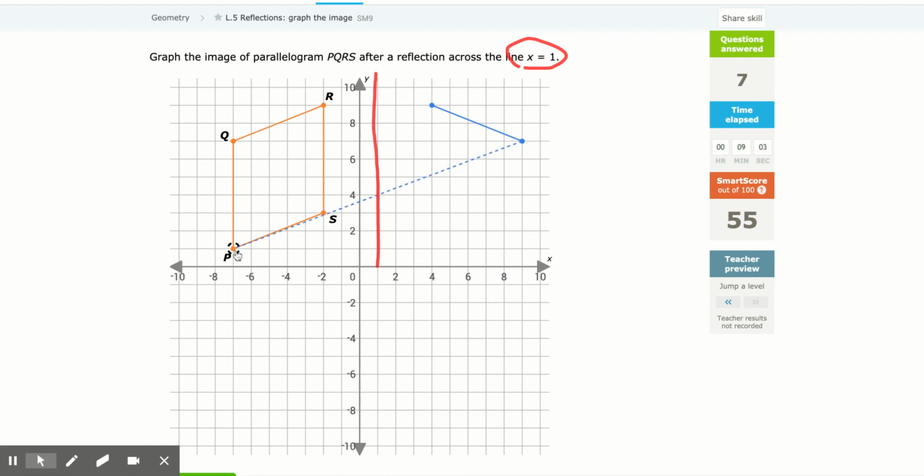Again, I'm going to do this one out here because you've got to go in the right order. I went from R to Q, so now I've got to do P, which is way out here. And then I've got to do S, which is right there. And can you see how that's a mirror image?